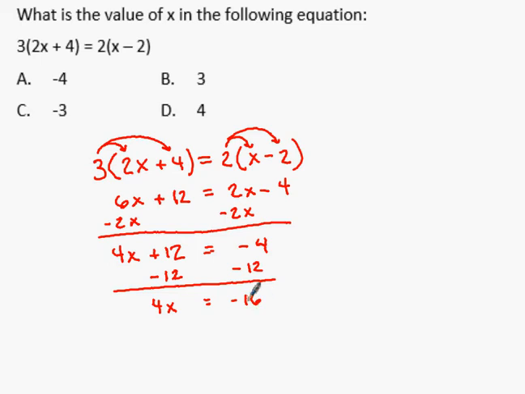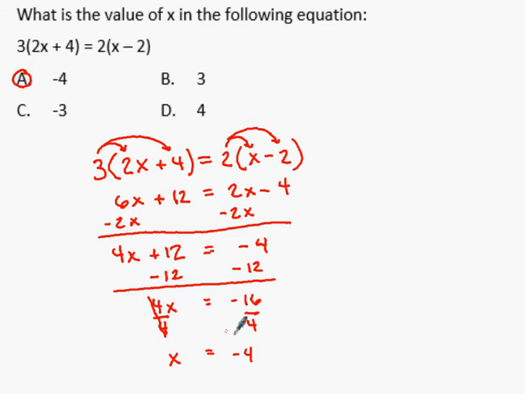Be careful with your integers. If you need to use your calculator, definitely do that. All right, our final step to get x, we simply divide both sides by 4. Cancel out on this side. We have x on the left, and on the right we have a negative 4. So the correct answer is A.